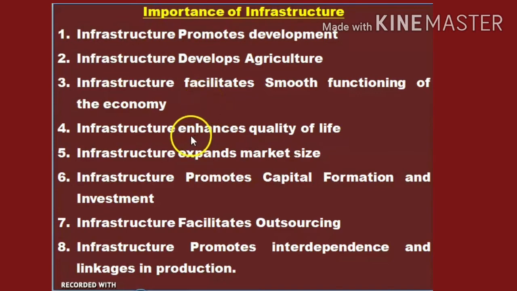So next, the fourth point is infrastructure enhances quality of life. Infrastructure contributes towards improving the quality of life of citizens of the country, and improvements in water supply and sanitation have a large impact by reducing morbidity. So morbidity means what? Falling ill. So it reduces major waterborne diseases and reduces the severity of a disease when it occurs.